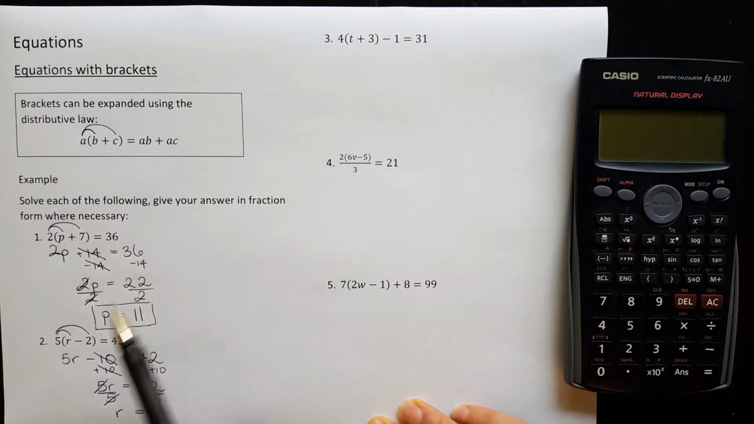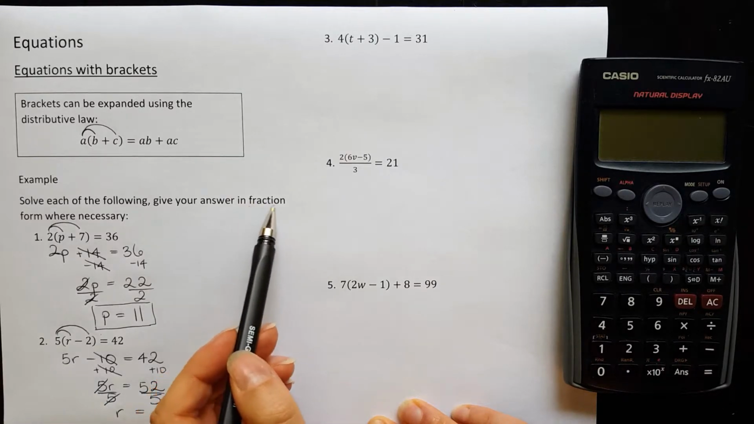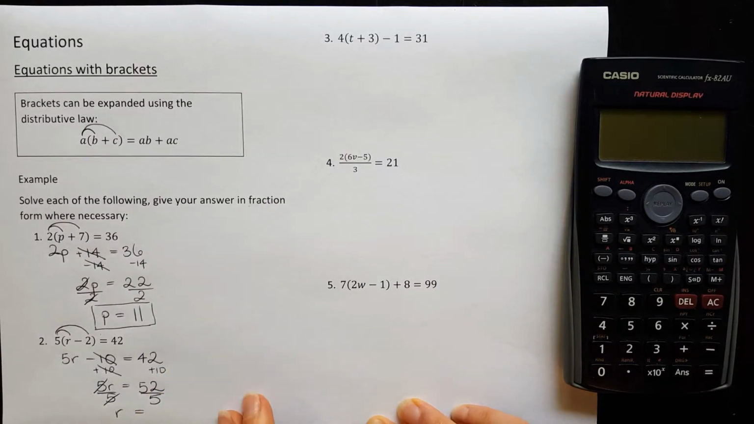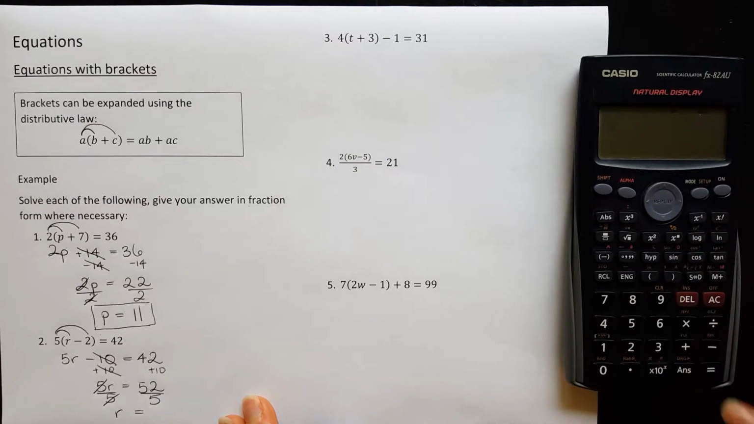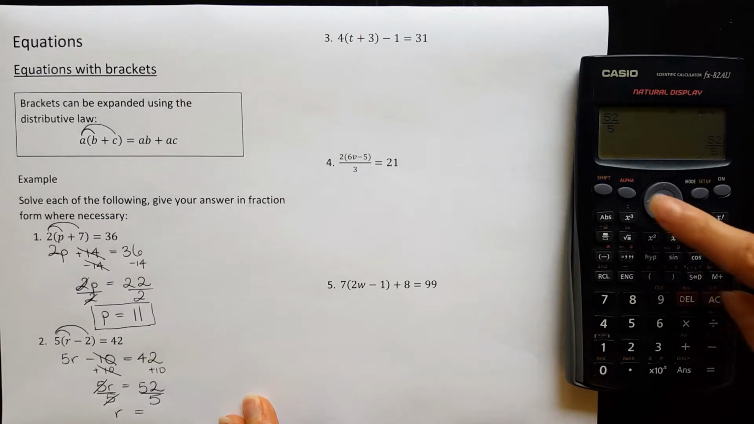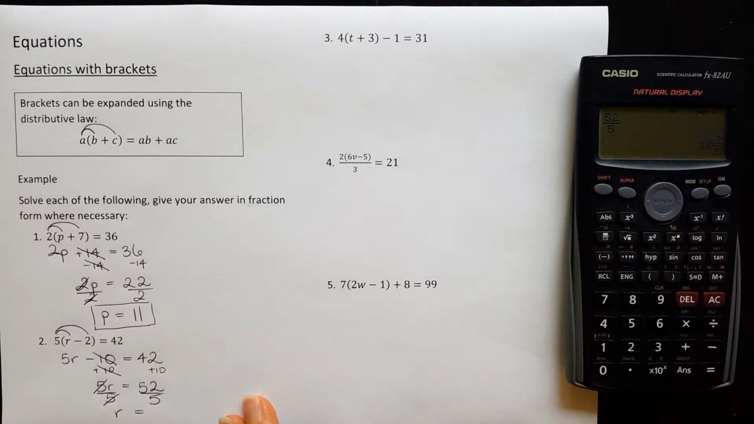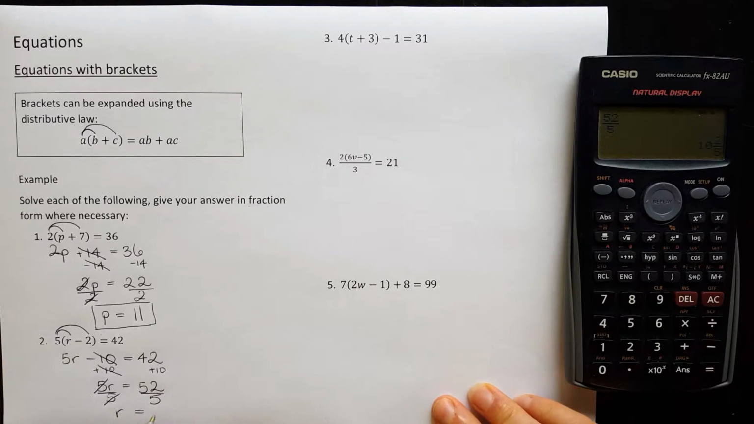52 divided by 5 doesn't go evenly. We're going to need to leave our answer in fraction form as we were asked to do up here. So you can use a calculator for this. If you type in 52 divided by 5, or over 5 like that, a lot of calculators will give you the improper fraction. If you want the mixed numeral, the calculator can change that for you to get 10 and 2/5.